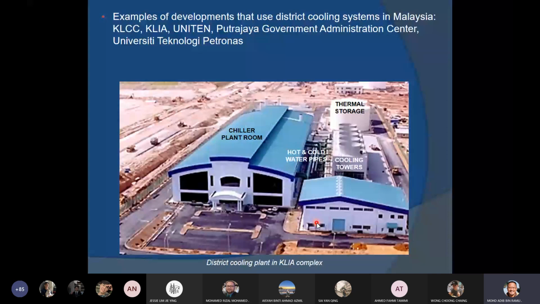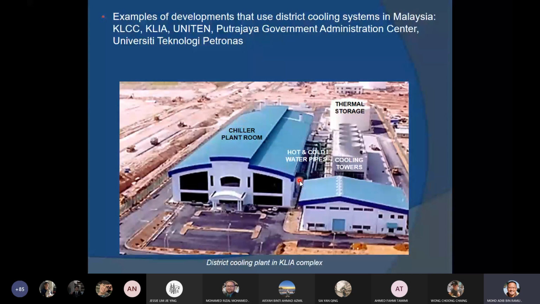City Centre, okay, KLCC, KLIA, Uniten, Putrajaya Government Administration Centre, University Technology Petronas. Okay, so you can see the plant room is huge. Okay, and then the cooling towers, thermal storage. This is another addition for the component of the DCS, which is the thermal storage. But I'm not going to explain that further. So this is an example of a district cooling plant in KLIA complex.